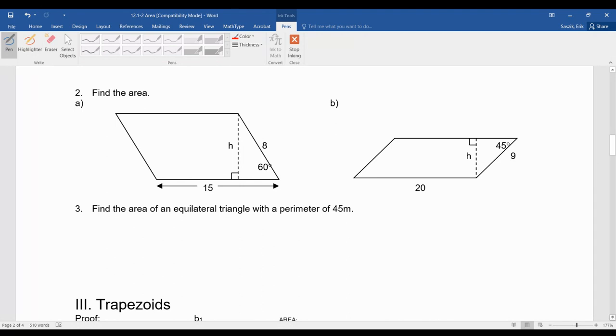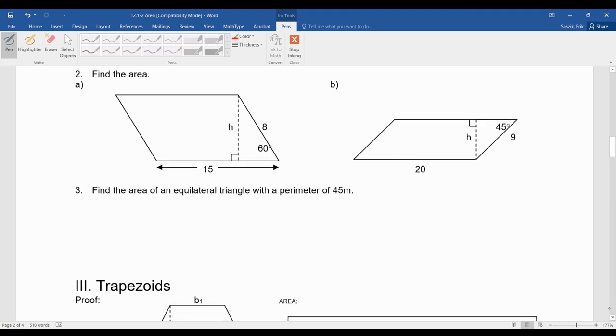So here you can check yourself, because you go ahead and do these problems. These aren't hard. We got a 30, 60, 90 triangle here. If that's 8, that's 4. Height is 4 root 3. 15 times 4 root 3, of course, is 60 root 3, and we're all done with that one.